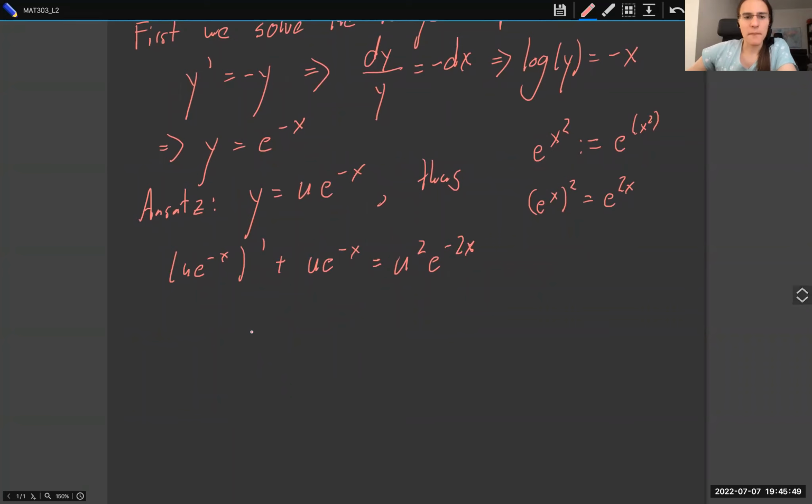Yeah, so that's that. And so what we do is we use the product rule. So we get u prime e to the negative x. And then as you expect, we're going to get some cancellation. It always cancels, basically. So the chain rule gives us a minus sign.